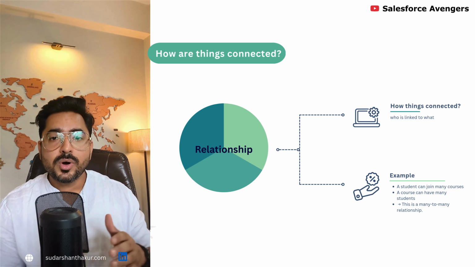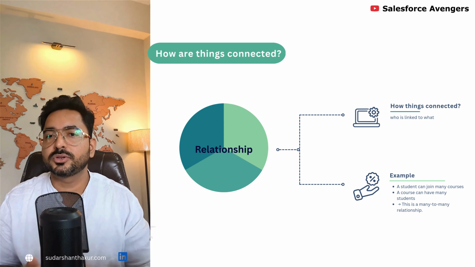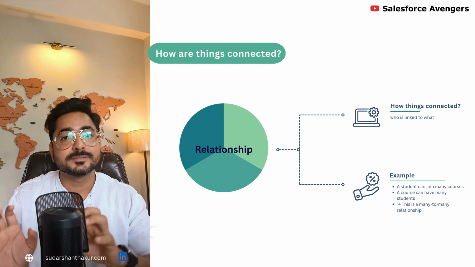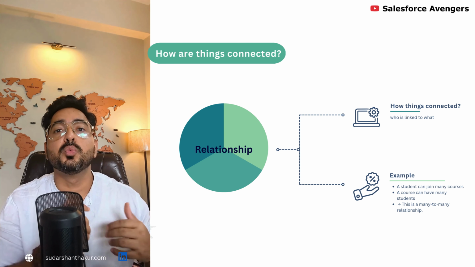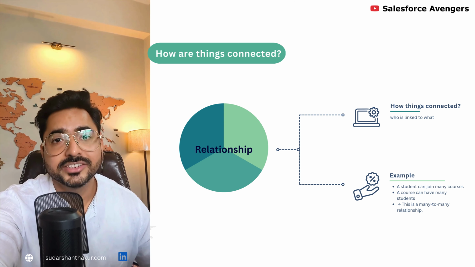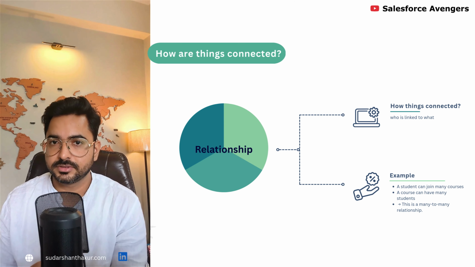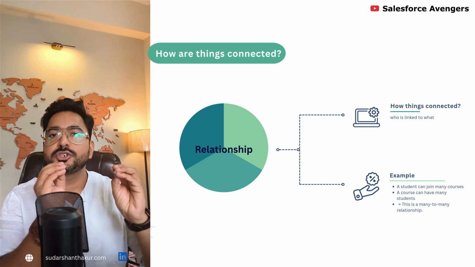Relationships. How are things connected? Let's say a student enrolls in multiple courses and a course has many students. This connection, who is linked to what, is called a relationship. Example, a student can join many courses. A course can have many students. This is a many to many relationship.